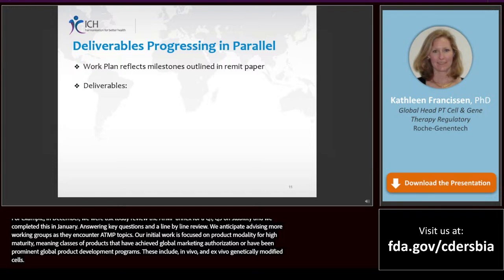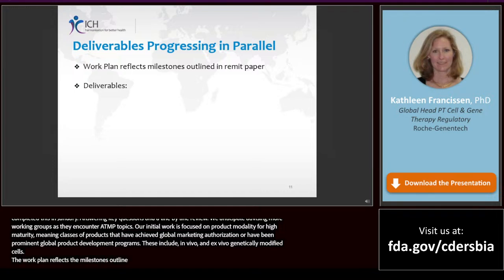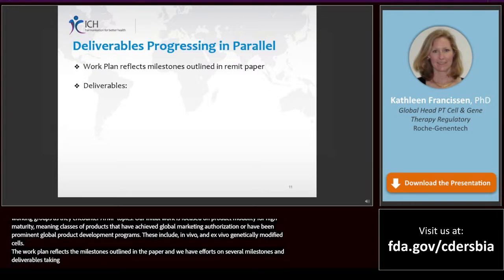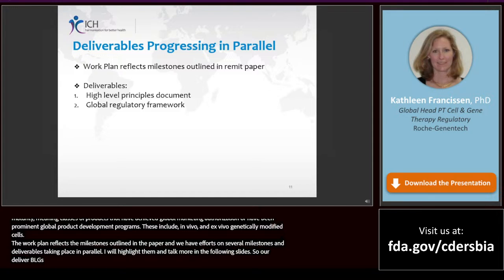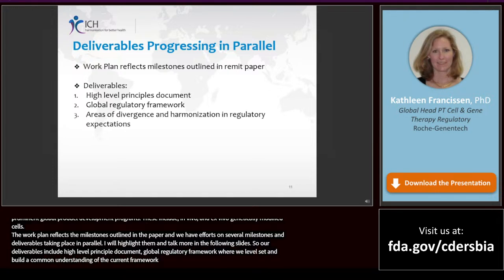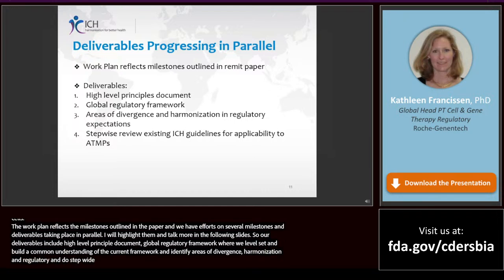The work plan reflects the milestones outlined in the REMIT paper, and we have efforts on several milestones and deliverables taking place in parallel. I'll briefly highlight the deliverables here and then say a bit more on the following slides. So our deliverables include a high-level principles document, a global regulatory framework where we level set or build a common understanding of the current framework, identify areas of divergence and harmonization and regulatory expectations, and then do a stepwise review of the existing ICH guidelines for their applicability to ATMPs.